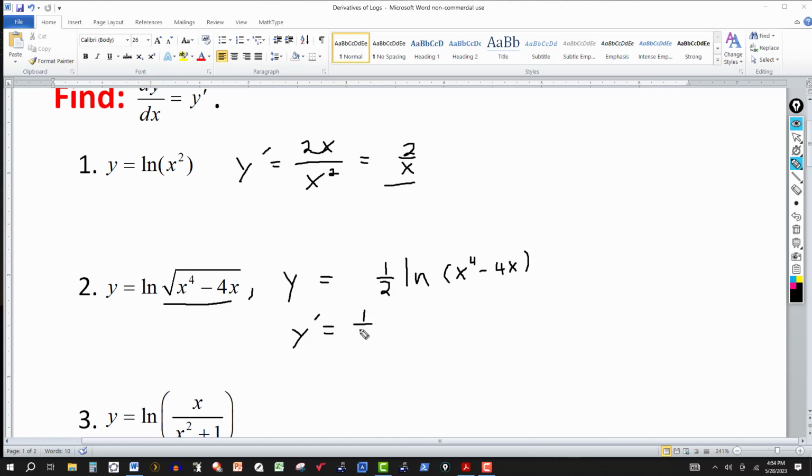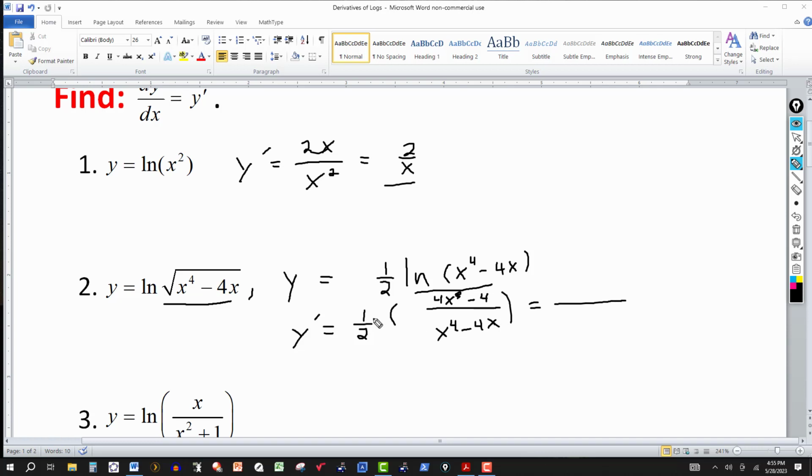and then I got a factor of 1/2, that's constant, so I can just leave it out here. And then I'm just looking at the derivative of that. The u here would be x to the 4th minus 4x, and then the derivative of that will go in the numerator, so that would be 4x to the 3rd minus 4. So it's 1/2, and then in the parentheses I have 4x to the 3rd minus 4 over x to the 4th minus 4x.